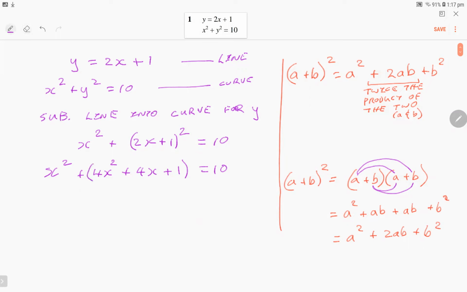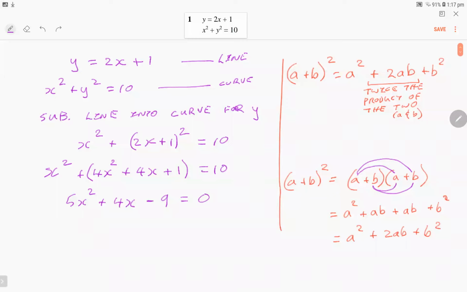All right, so let's go now. The x squared plus the 4x squared is 5x squared. This is the only x term that I have there, so that is now plus 4x. And I'm going to carry over this 10 and subtract it from the 1 and get negative 9. So I'm going to get minus 9 equals 0. And then it's just a matter of factorizing this now. I'm not going to bother to go through the process of factorizing.